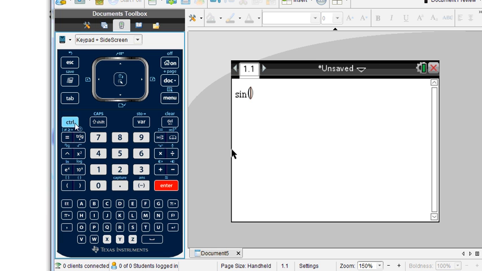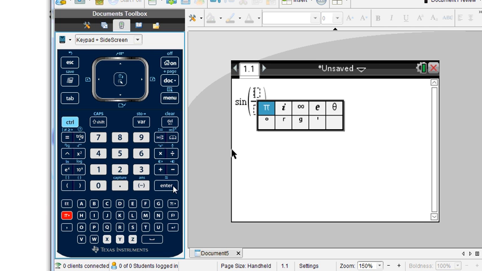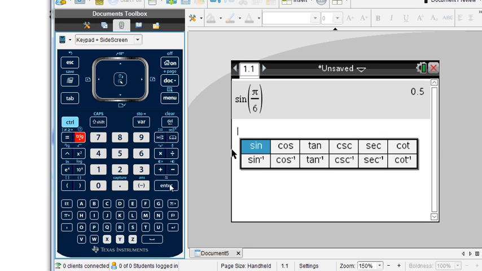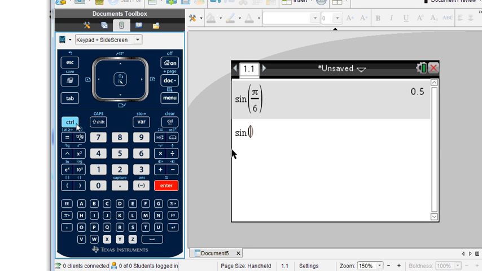We're going to take sine of pi over 6. Our sine is 0.5. And then to test for coterminality, we'll see what we get if we take sine of 13 pi over 6. We get the same thing, 0.5.